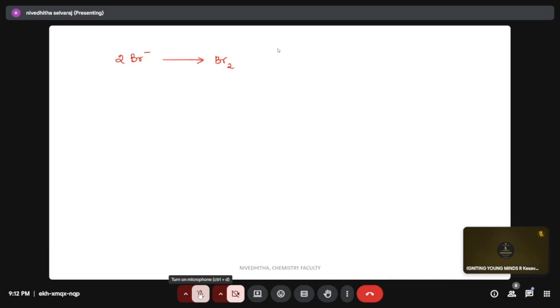Oxidation, ma'am. Okay, oxidation. How did you find that? Loss of electrons, ma'am. Right. How did you find the electron was lost? Due to the charge. Initially it was Br⁻, and here it is getting converted into 0. So -1 to 0. You're telling me the negative charge is decreased and electrons are lost, so it is oxidation. Your answer is right.